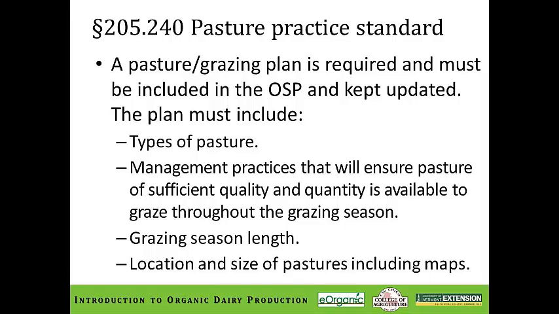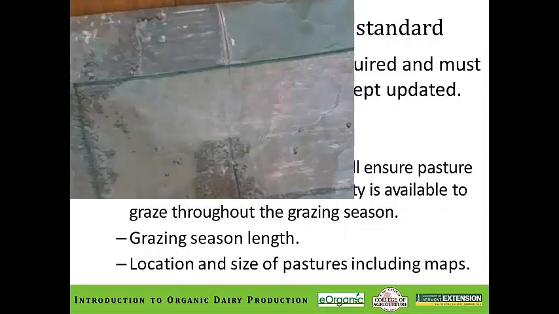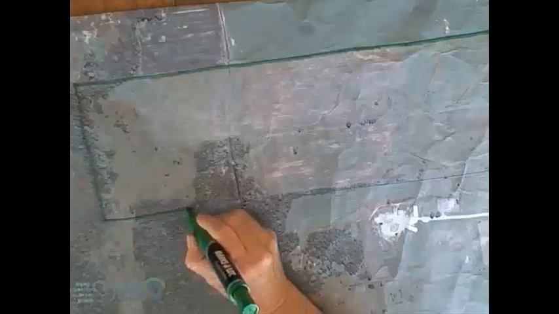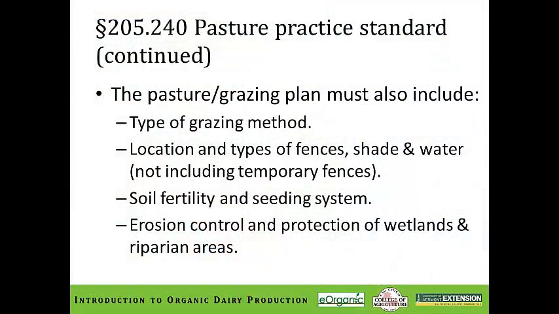It requires a description of the length of the grazing season and the location and size of the pasture, including pasture maps. The pasture plan must also include the description of the type of grazing method to be used, the location and types of fences, locations of shade, and water. You don't have to include the location of temporary fences, just permanent fences. It also needs to include a description of the soil fertility and the seeding system, and what methods are in use to control erosion and protect wetlands and riparian areas.